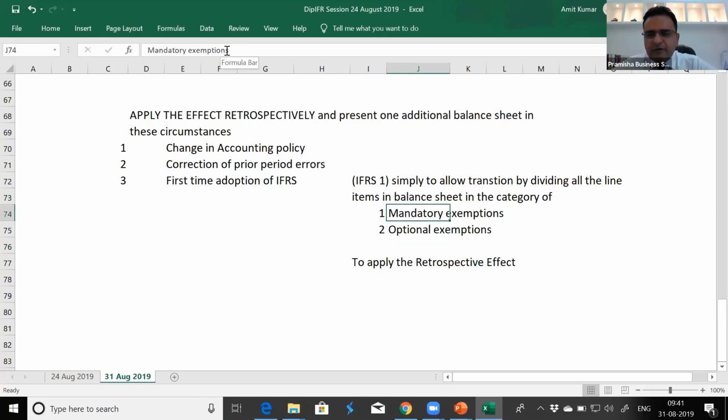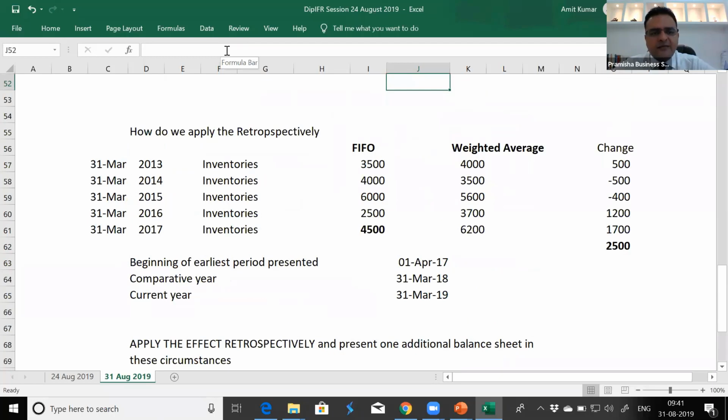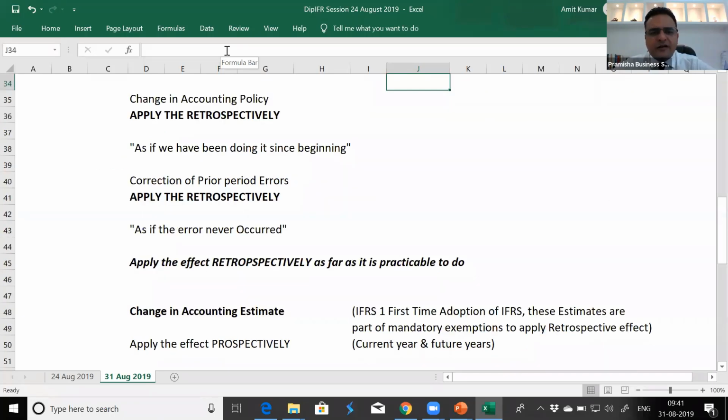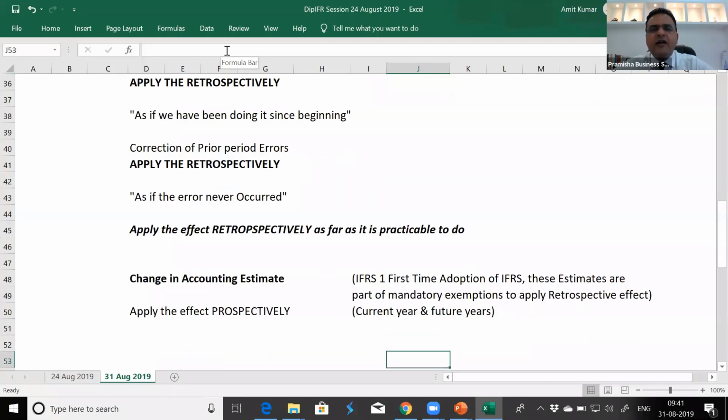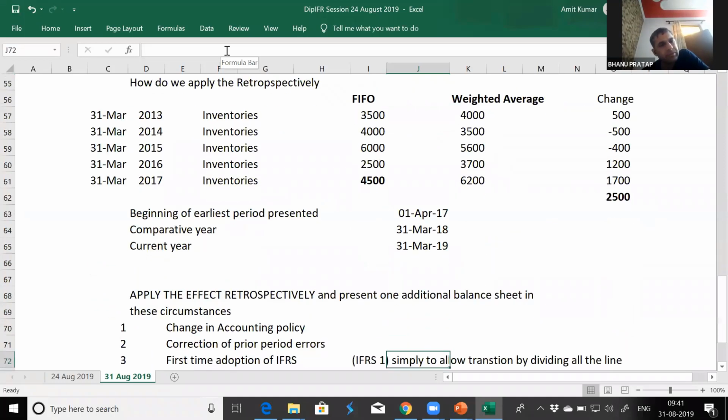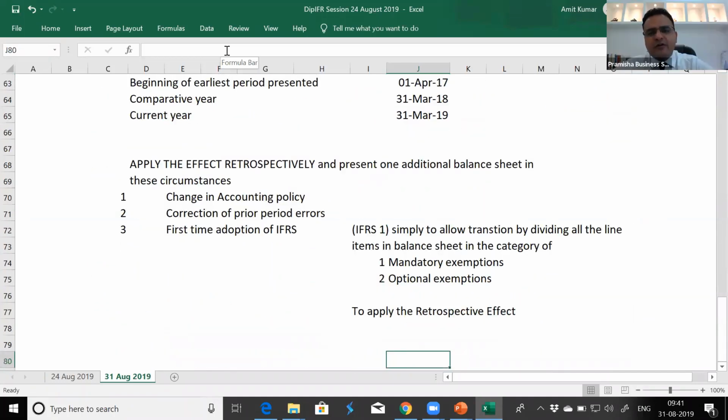And they have given mandatory exemptions, like, as I said, estimates. We can never apply the effect retrospectively, even if IFRS 1 didn't exist. So they have used their common sense to even highlight the areas where retrospective application is not possible. So wherever retrospective application is not possible, they have included them as part of mandatory exemption.